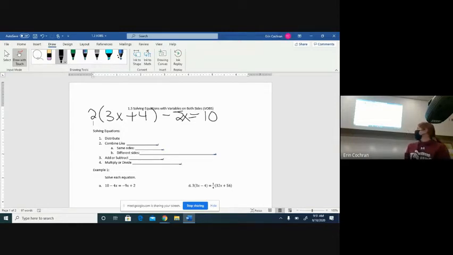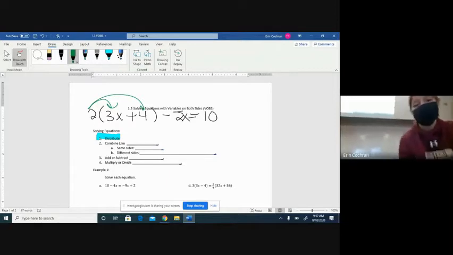All right, so as we have this problem of 2 times the quantity of 3x plus 4 minus 2x equals 10, what would be my first step here? Go ahead. Yeah. Good, so I'm going to distribute the 2 through everything. So which was step 1 here? We distribute. So 2 times 3x is 6x.